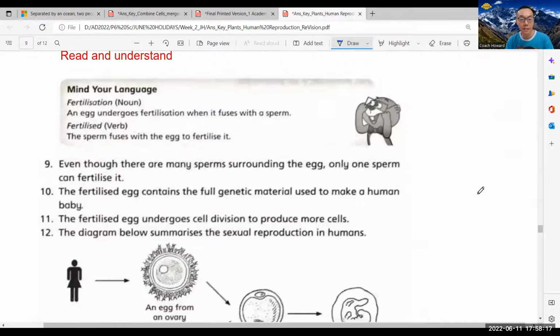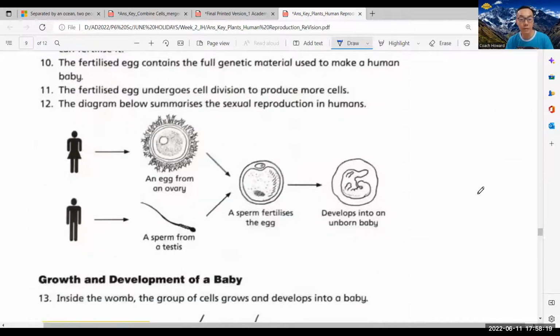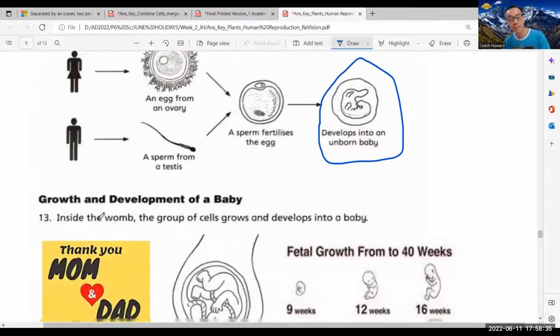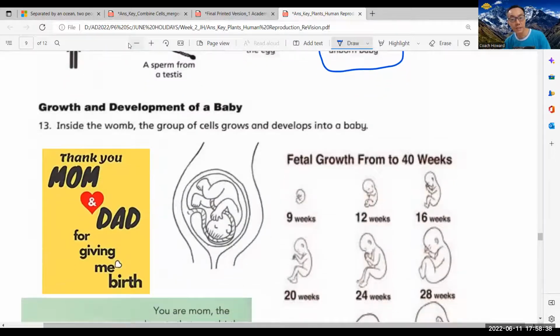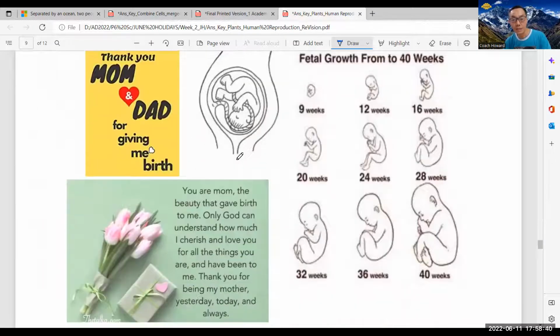Okay, this part, I want to show you one video later about a certain process. So the woman releases the egg, the male releases the sperm. So when they fertilize, this unborn baby is called a fetus. It will have the characteristics from the mom and the father. Okay, so this process we call gestation. A human baby takes about 40 weeks to fully grow inside the mother's womb. Usually they divide it into 3 trimesters, 3 times 3 months.